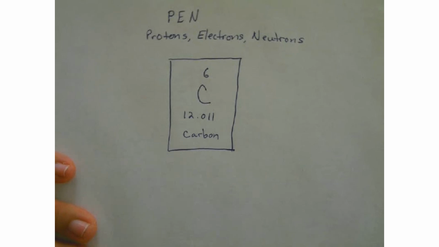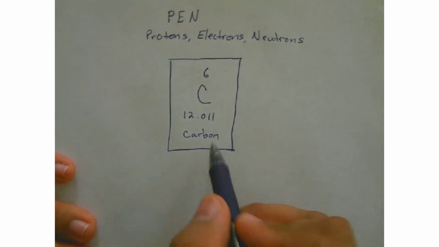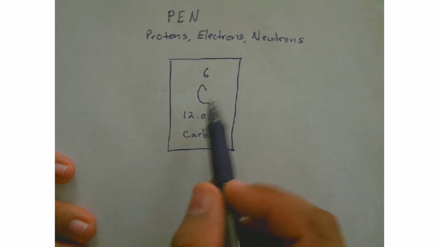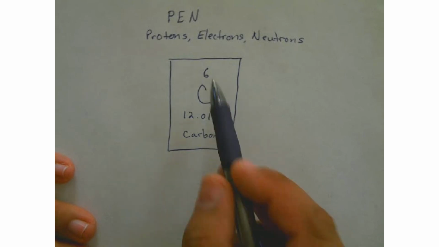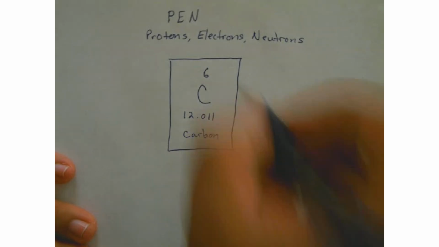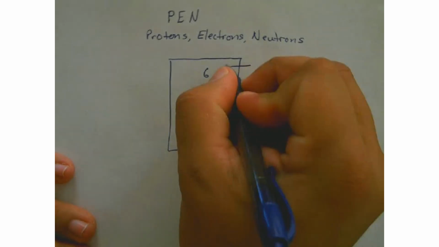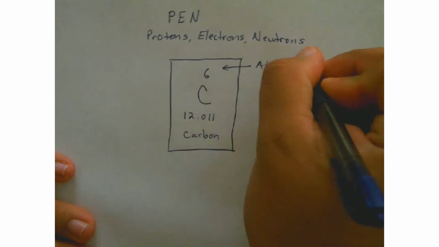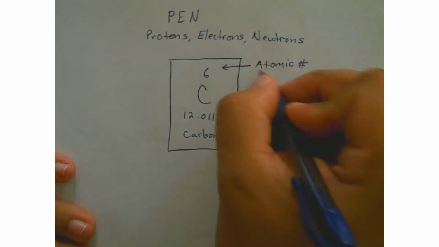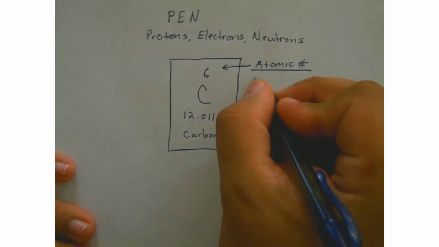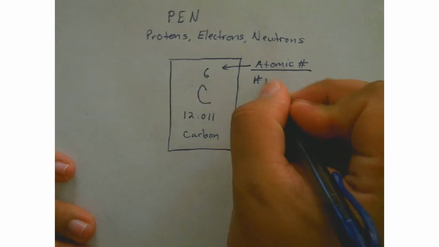Now, the first thing we're going to look at is we have the name of the element, carbon. We have the symbol of the element, carbon. And then we have these two numbers right here. So I'm going to explain these two numbers. Let's start with the top number first. Okay? This top number is what we call the atomic number. Now, what does the atomic number tell us? Well, it tells us two things. First of all, it tells us the number of protons.